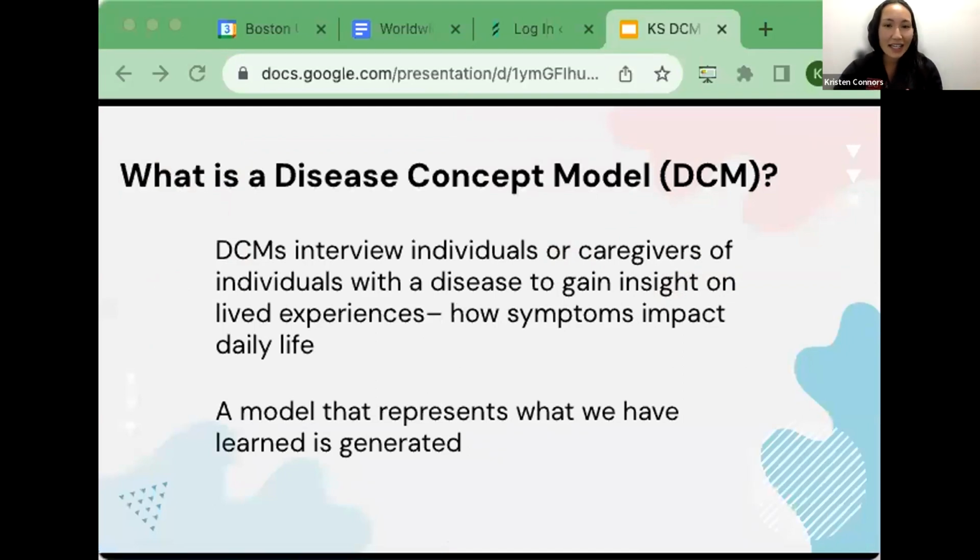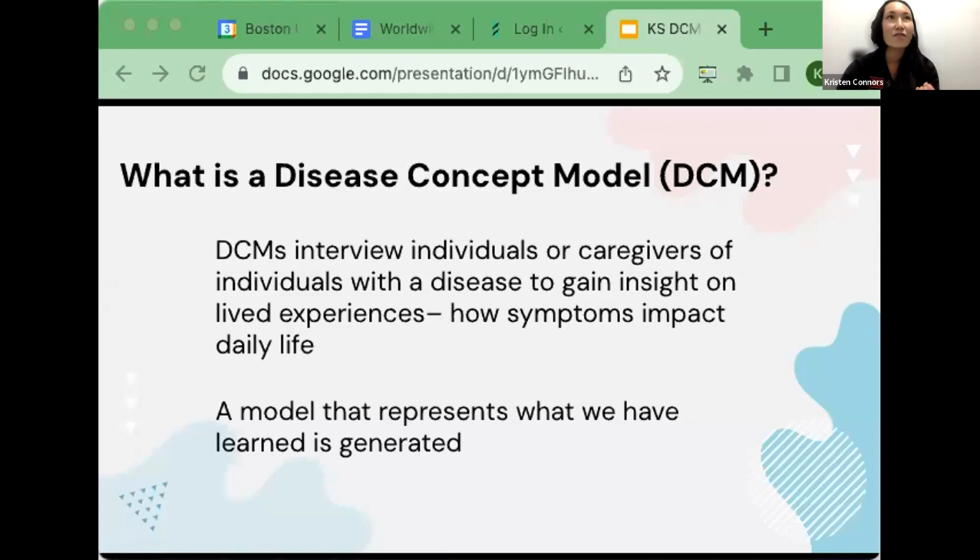As I began with saying, the reason that I'm speaking with you all today is to talk about disease concept models and the work that I'm doing to develop a disease concept model for the Kleefstra syndrome community in collaboration with iDefine and the Boston Children's Hospital. I have the wonderful mentorship of 3 genetic counselors, as well as from Eric and Jeff and others in the development of this project. So what is a disease concept model, or a DCM, as it's often abbreviated?